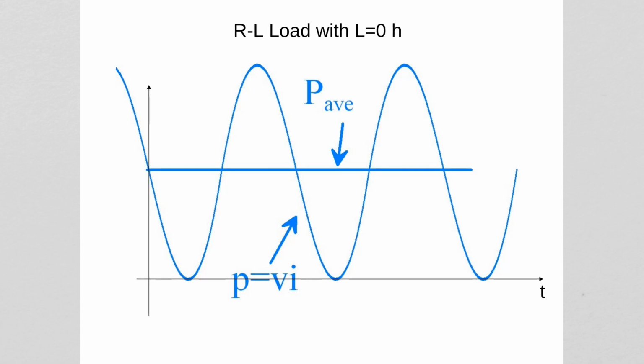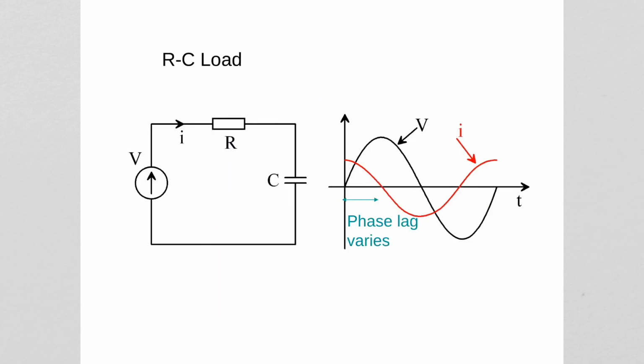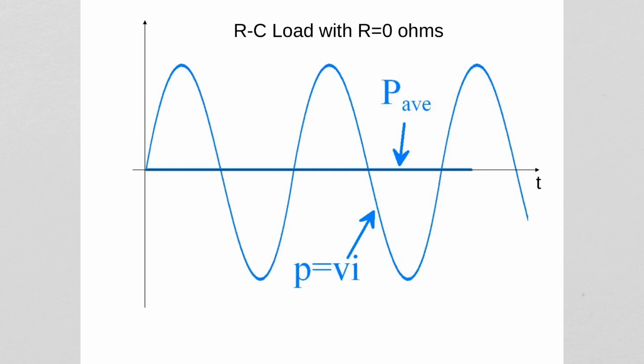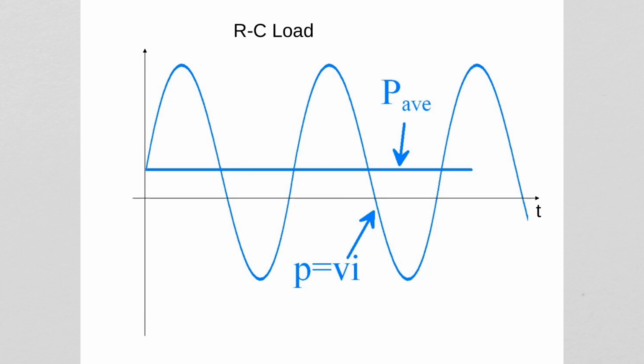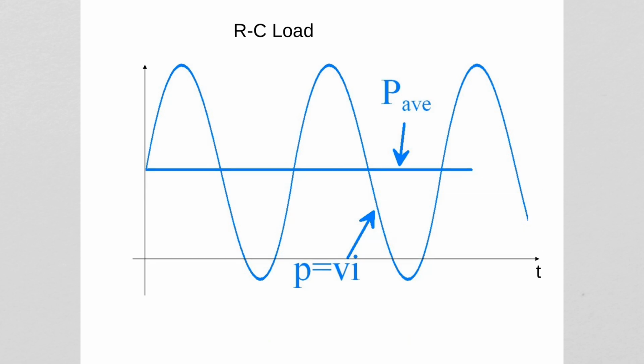Likewise, for the RC load also, where you are having R and C connected, except for the phase shift which changes from lag to lead, you will see that as the value of R increases, the value of C decreases. You will see that it starts moving in this fashion, going more towards the pure resistive type of load.